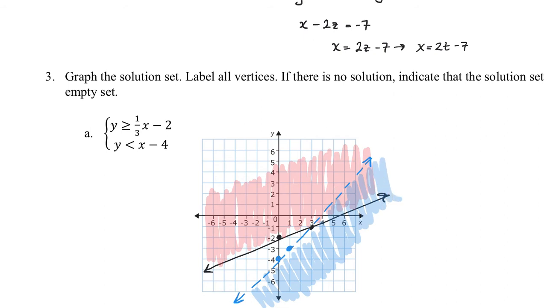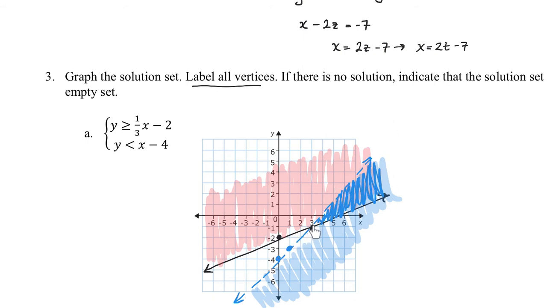So then the solution set would be the portion that contains both shaded regions, and it's this portion right here. So this is the solution set. Okay. And then the other part to this is it says label all vertices. Vertices for these solution sets occur when graphs intersect. So we have an intersection point of these two graphs right here.